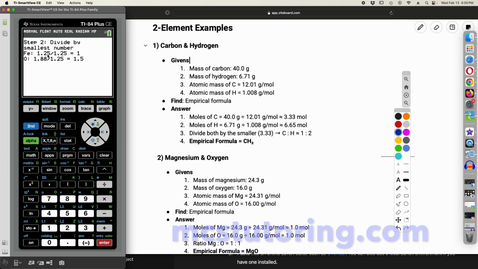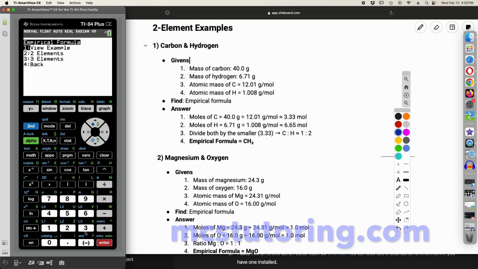You're going to divide by the smallest number. I'm going to get a 1 to 1.5 ratio. But what you need is a whole number ratio. So you think, I need to get this 1.5 to an integer. So multiply by 2, and do the same for the iron, 1 times 2. So it's a 2 to 3 ratio. So it's Fe2O3. Okay.